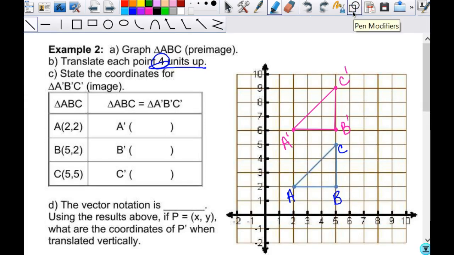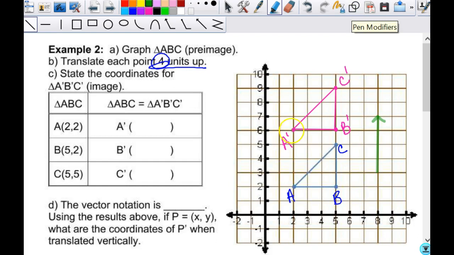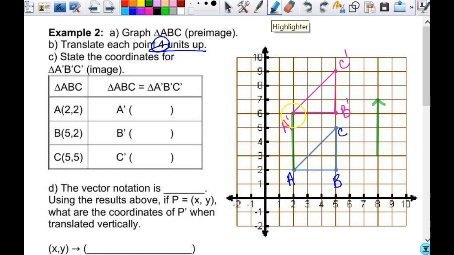So I was supposed to just translate up 4 units. So right there, there's my 4 units. And I can also connect A to A prime. And again, I could do that with all 3 of them, but things that overlap, it would just look weird, I think, for you on there. And I know here then that these are congruent and they're parallel.